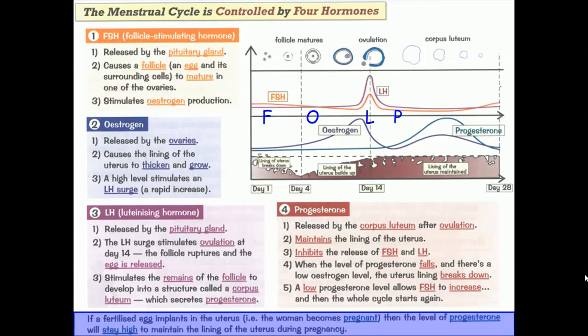Now if a fertilized egg implants in the uterus, and that's when pregnancy occurs due to implantation, then the level of progesterone remains high. So the progesterone concentration doesn't decrease, and this maintains the thickness of the lining of the uterus. There's no decrease in progesterone, and FSH continues to be inhibited. Because the thickness of the uterus lining is maintained, there's no menstruation, and that is a sign of pregnancy. A missed period is a sign that pregnancy has occurred.